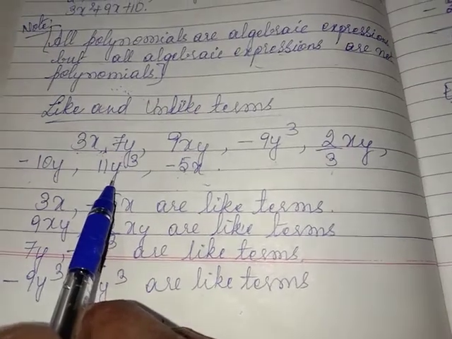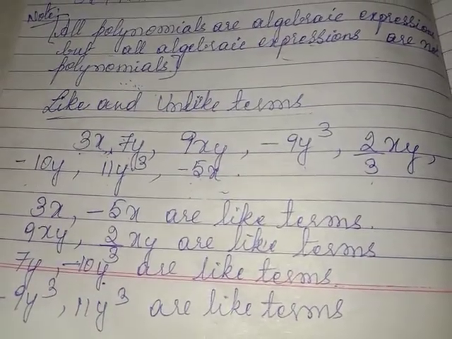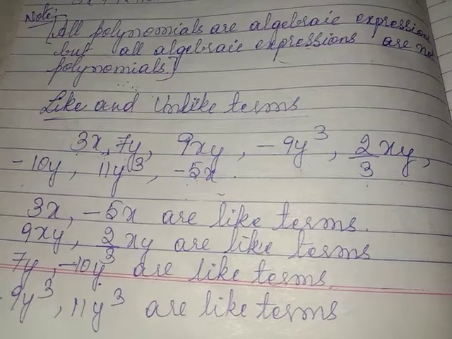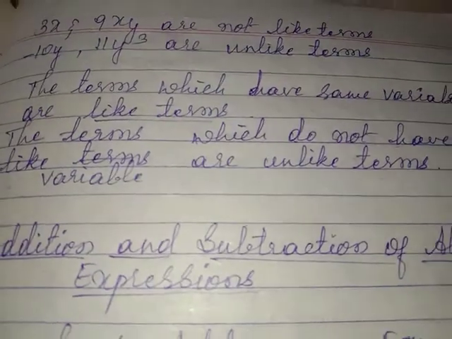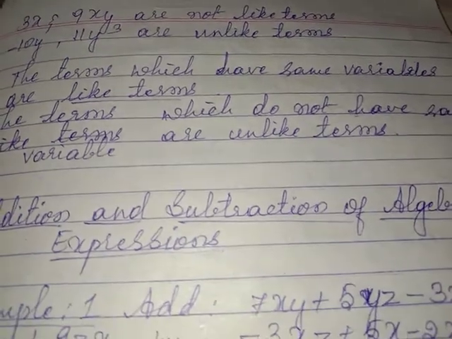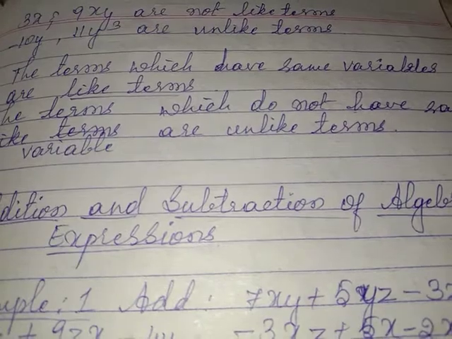Once again I am repeating, what are like terms? The terms which have the same variables are called like terms. The terms which do not have the same variables are called unlike terms.